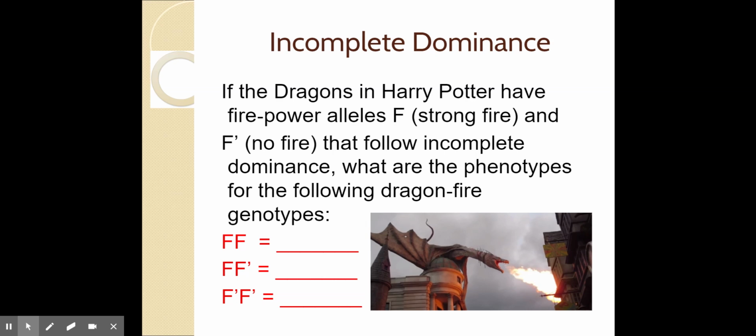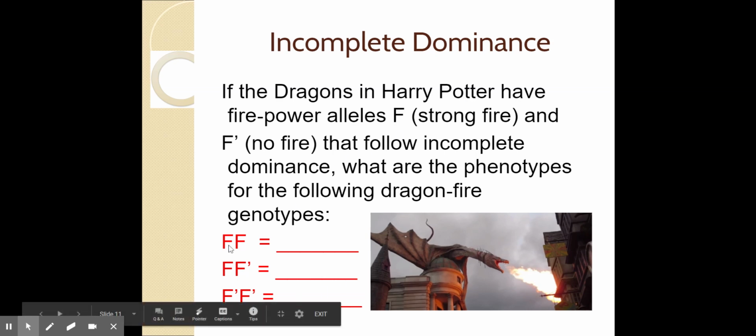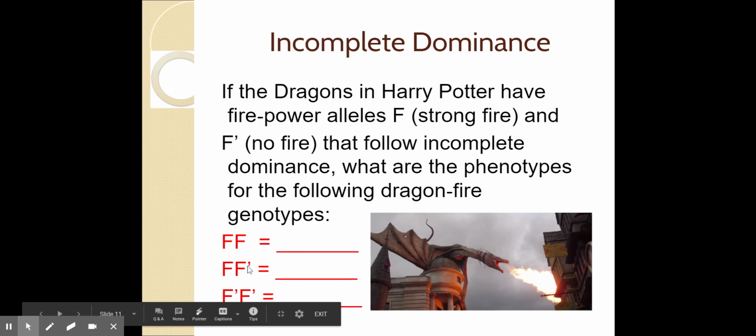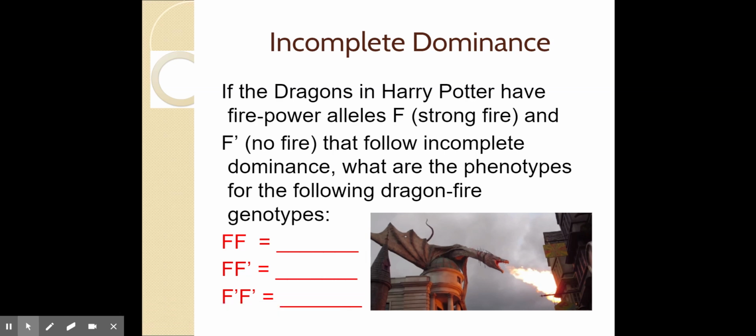If the dragons in Harry Potter have fire power alleles, F for strong and F prime, no fire, that follow incomplete dominance, what are the phenotypes for each of these dragon fire genotypes? So F is strong fire, the F prime is no fire. So what would be your strength for the fire breathing? Go ahead and take a guess, fill it in your notes.